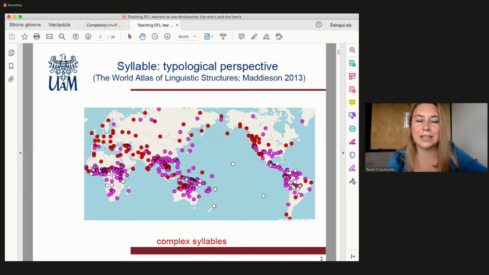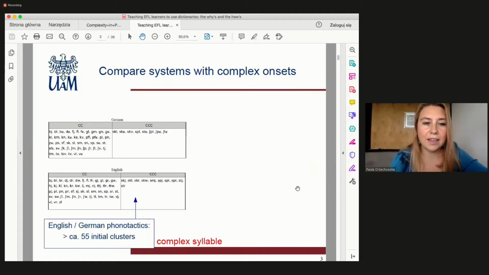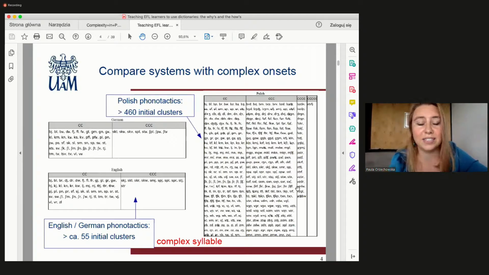But what does this complexity refer to? So let's have a look. Here you have German and English, which are classified as complex, and you can see that most of the clusters in these languages, the onsets, of course, are doubles, and there are only several 3-member clusters, ranging from 50 to 60, depending on the account. And then when you compare it to Slavic languages, in which we have, for example, 460 clusters, like in Polish, which is also classified as complex. So something does not work properly here, right?